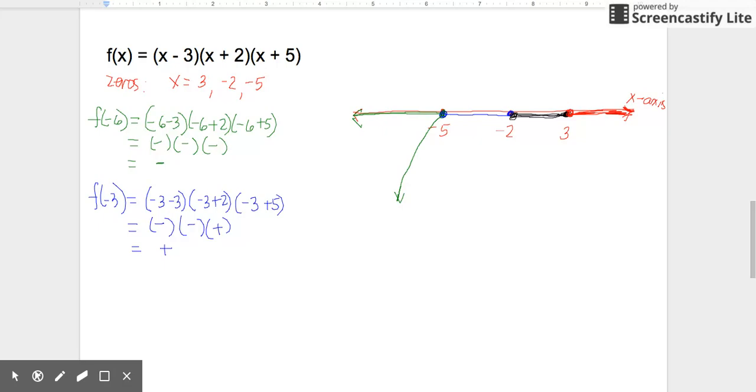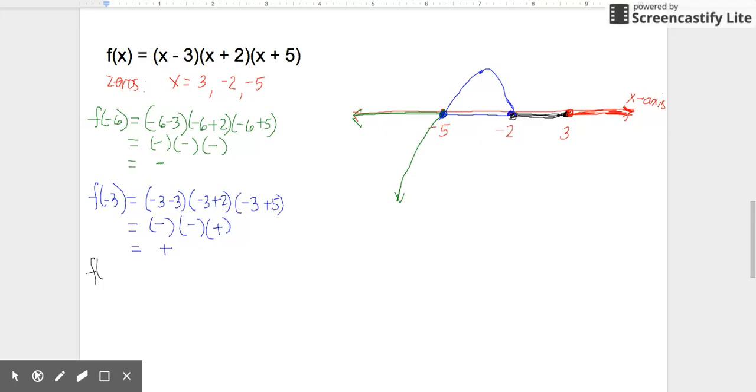So that means that after -5, the graph is going to be above the x-axis, so it will go up. But it can't go up forever because there's another x-intercept at -2. It has to come down so that it can touch -2. All right, so now it's touching -2. Now we want to know what the graph does between -2 and 3, or in the black interval. So we need to know again the sign of the function in the black interval.